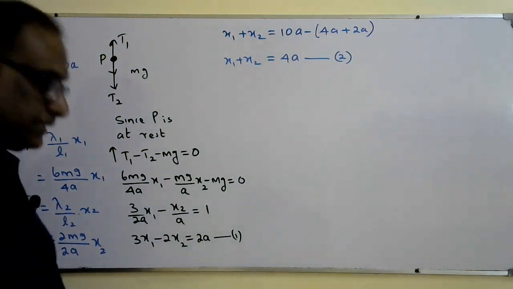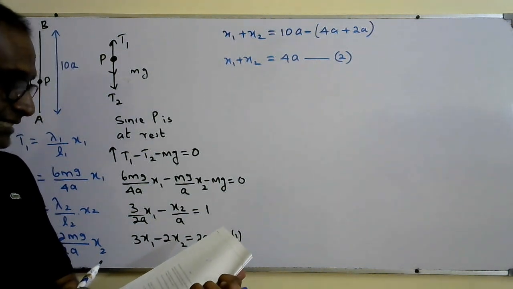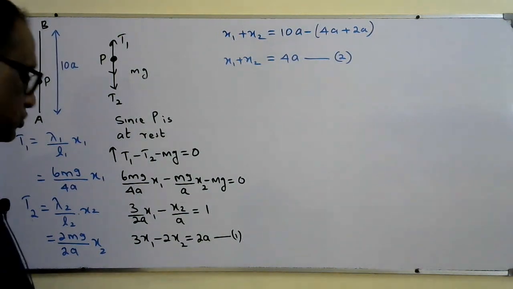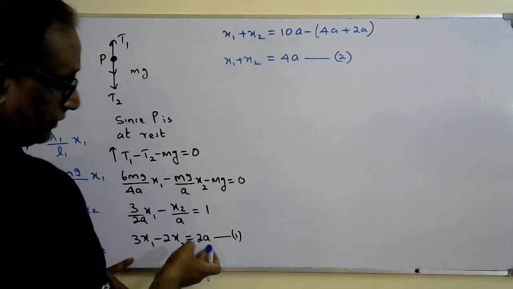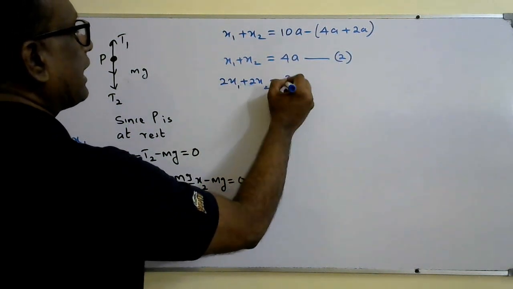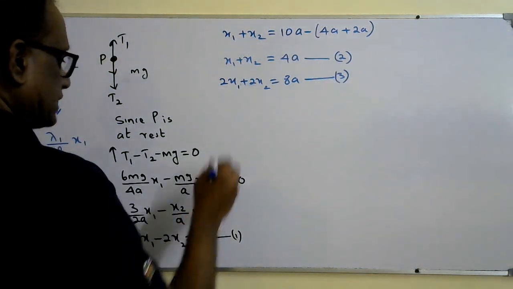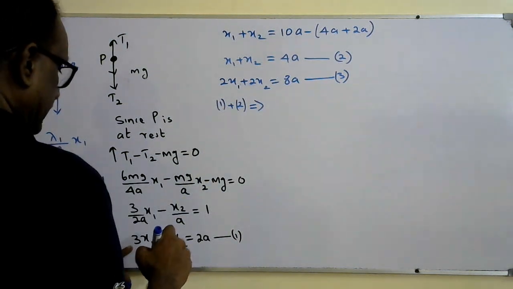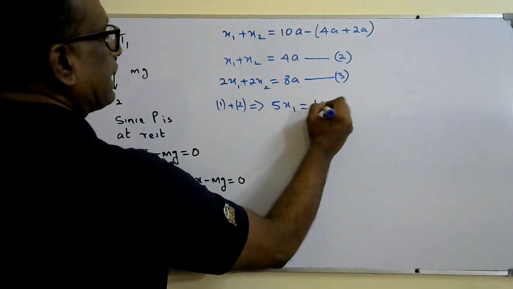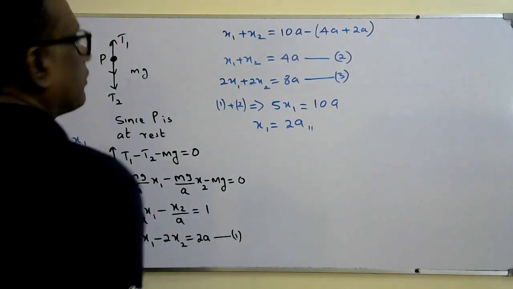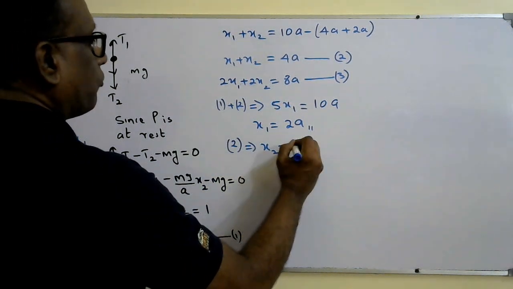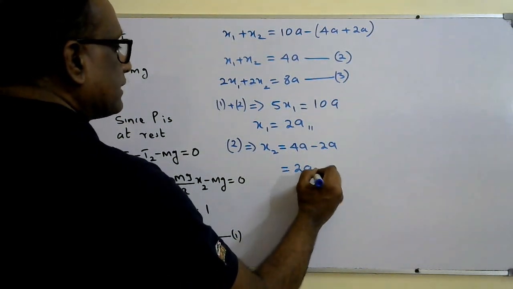Now we have two equations. The question is to show that each string has the same extension 2a. We'll solve it and find x1 and x2. This is the first equation and this is the second equation, a simultaneous equation. You can use calculators, but with a you can't, so we'll solve manually. Multiplying the second by 2, we get 2x1 plus 2x2 equals 8a, equation 3. Add equations 1 and 3. So 3x1 plus 2x1 is 5x1, and minus 2x2 plus 2x2 gets cancelled, equal to 2a plus 8a, 10a. So x1 equals 2a. We found the extension of one string. Substituting in the second equation, x2 is equal to 4a minus 2a, which equals 2a. So that's what they asked us to show. We showed it.